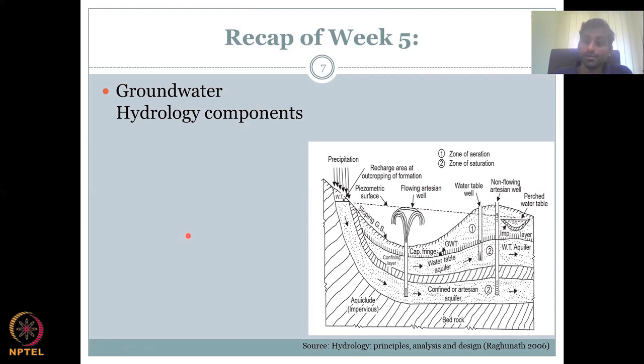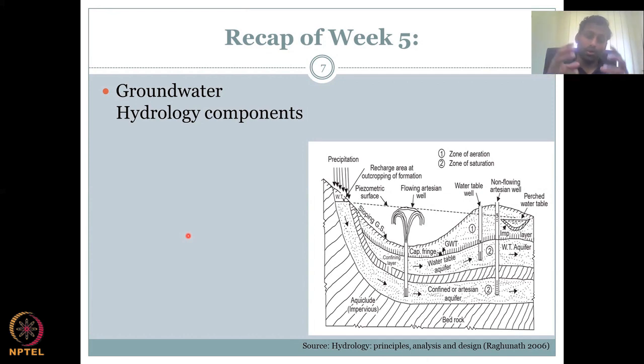The volume of voids is a very important parameter in your soil profile for groundwater, because that is where groundwater can be stored. And once the pores are connected to each other, then water flow can occur.